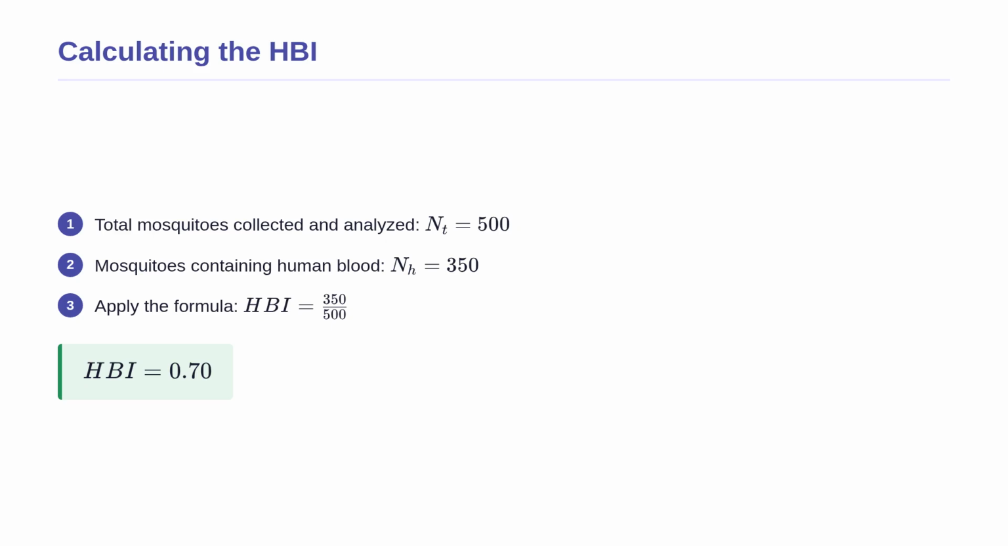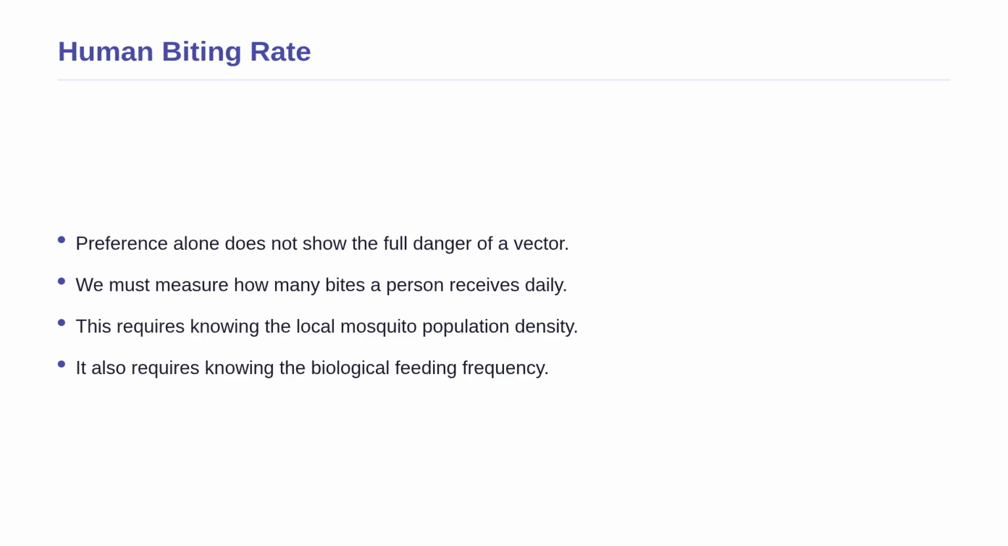Now that we have calculated the human blood index, we must realize that preference alone does not tell the whole story. Even if a mosquito loves human blood, it might only bite once a month, or there might only be 2 mosquitoes in the whole village. To truly understand the risk, we measure the human biting rate.